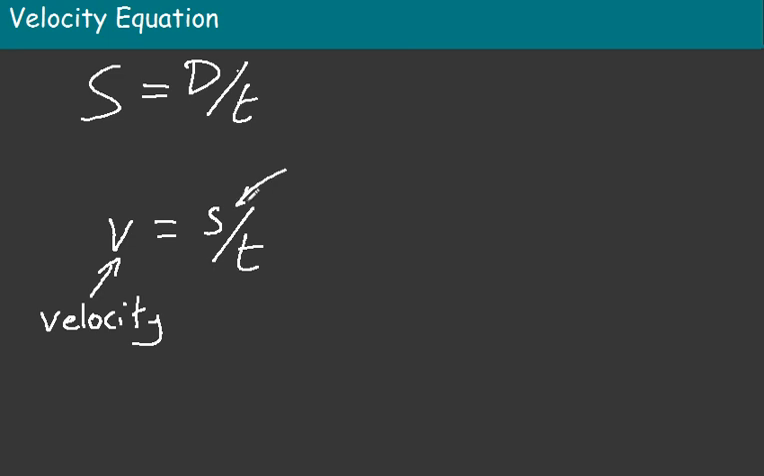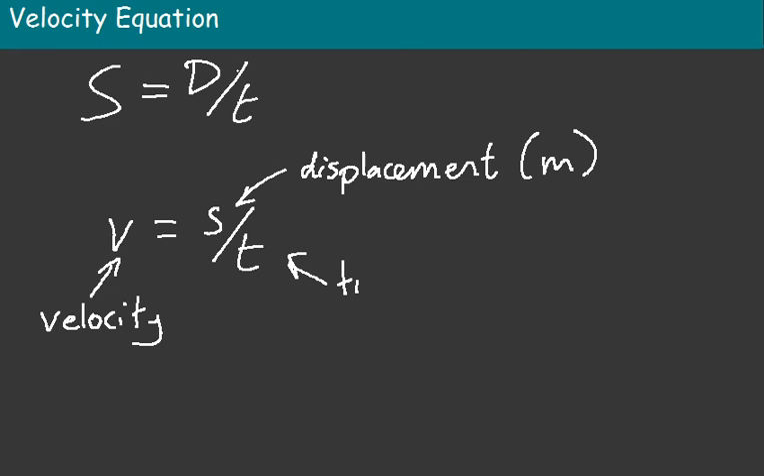Remember, small lowercase s is our displacement, and this is just the time for our journey. Now, most of the time we use this equation, our displacement is going to be in meters. Our time here, the time taken for the entire journey, is going to be in seconds, which means our velocity will be in meters per second. So it has the same unit as speed. There's just a little bit more information contained in it because we're using the vector versions here.